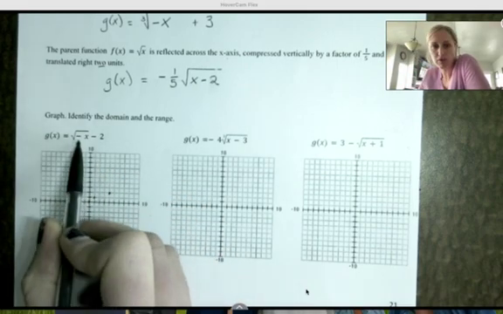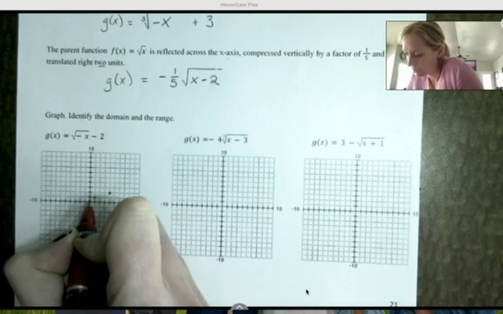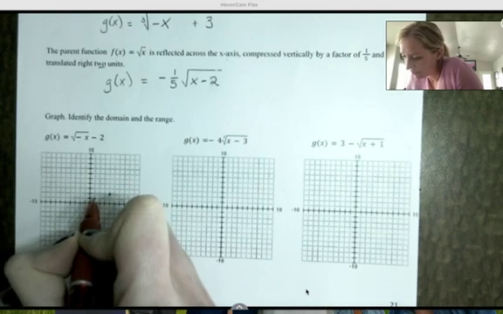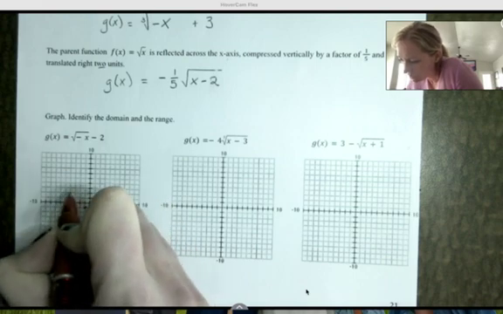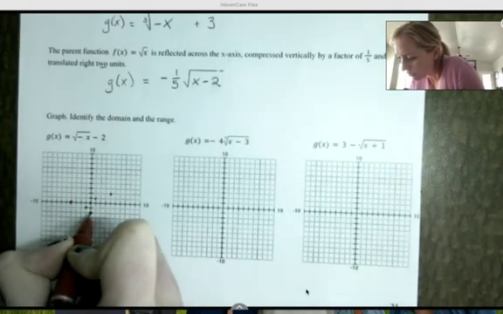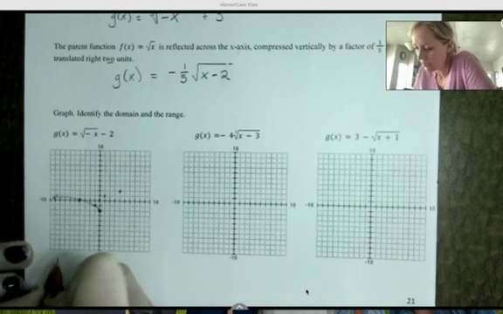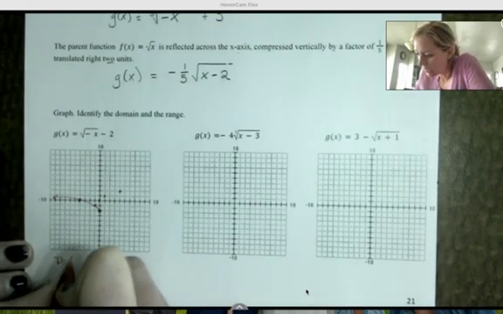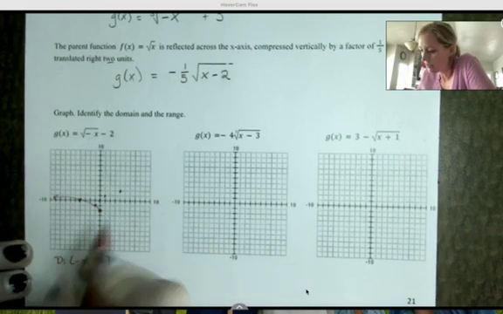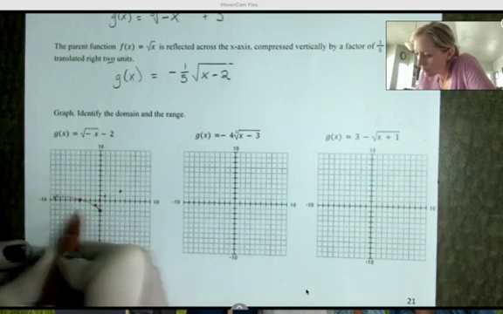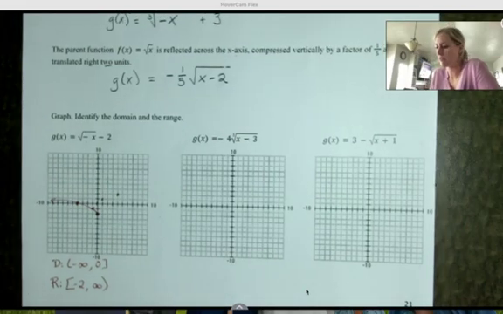This is going to reflect over the y-axis and then down 2. Reflect over the y-axis, doesn't move. Down 2. Reflect over the y-axis, down 2. So this one is going to look like that. Then my domain is now negative infinity up to 0 for the x values. And then the range, my lowest value is -2, and then it goes up to positive infinity.